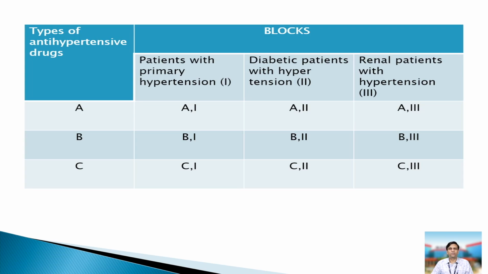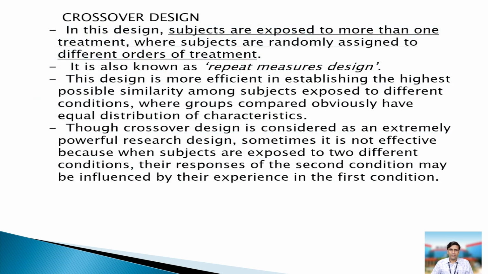Now, the another type is crossover design. In this design, subjects are exposed to more than one treatment, where subjects are randomly assigned to different orders of treatment. It is also known as repeat measures design. This design is more efficient in establishing the highest possible similarity among subjects exposed to different conditions, where groups compared obviously have equal distribution of characteristics.